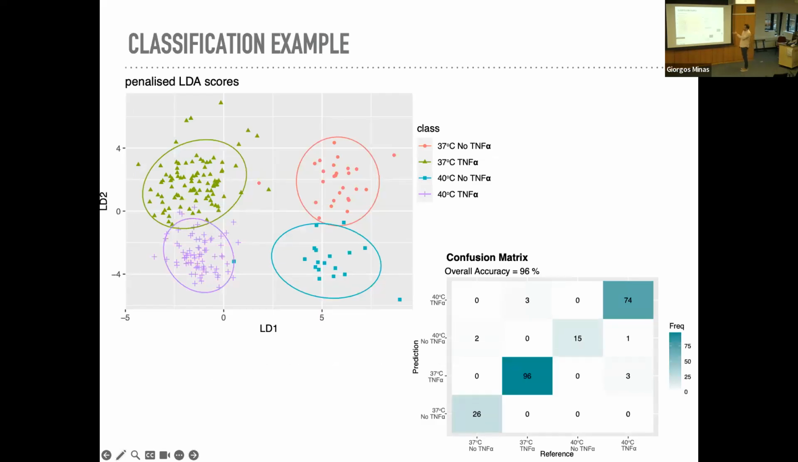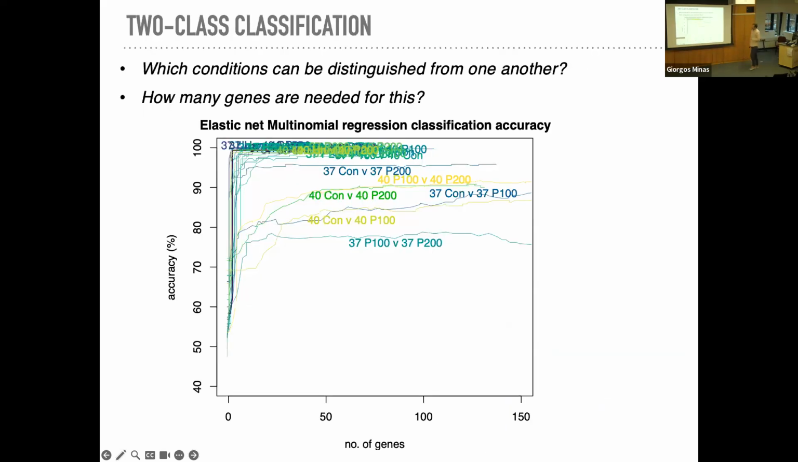Right, so for example, one example of this classification, if we throw in these four conditions, temperature and TNF alpha in all different combinations, that's the scores of the penalized LDA, so similar to PCA, but now focusing on discriminating the different groups. They discriminate quite well. You have overall accuracy very high, so these are conditions that we can estimate. We ask which conditions we can estimate, and we put them in pairs. We have 8 conditions, take all the pairs, and we plot the number of genes against the overall accuracy. You see that they're all on top of each other because the predictions are quite good for most of them.